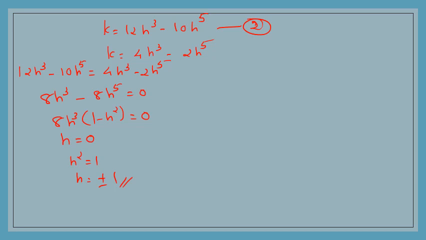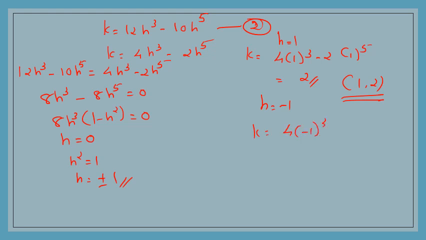If h is equal to plus or minus 1, what is k? When h is 1, k is equal to 4 into 1 cube minus 2 into 1 raised to 5. 4 minus 2 is 2. So the point is 1 comma 2. Next, when h is equal to minus 1, what is it? k is equal to 4 into minus 1 cube minus 2 into minus 1 raised to 5. So what is it? Minus 4 plus 2. What is minus 4 plus 2? Minus 2.